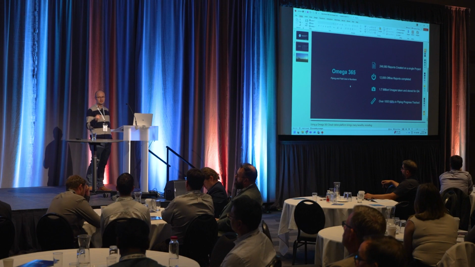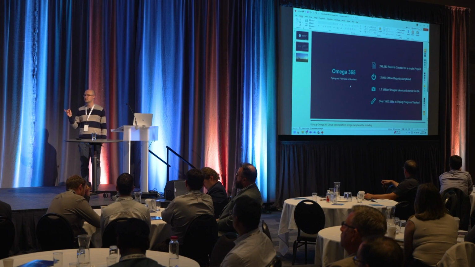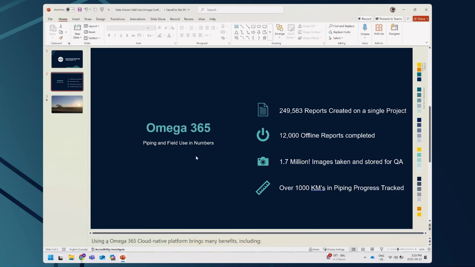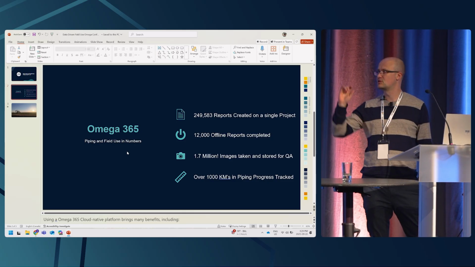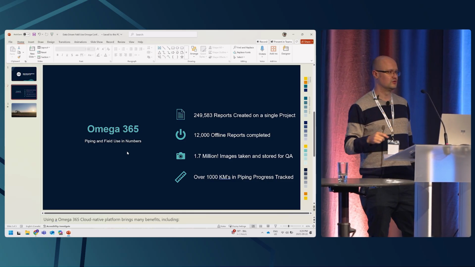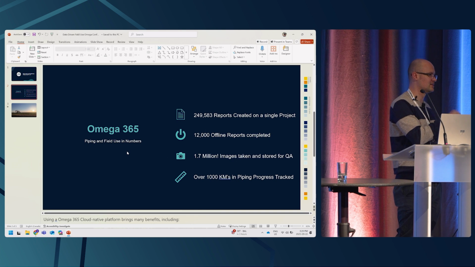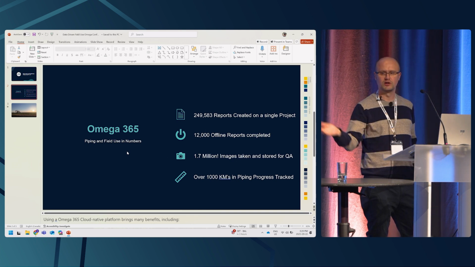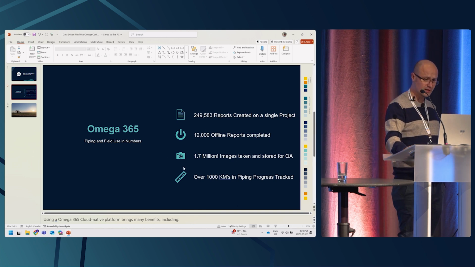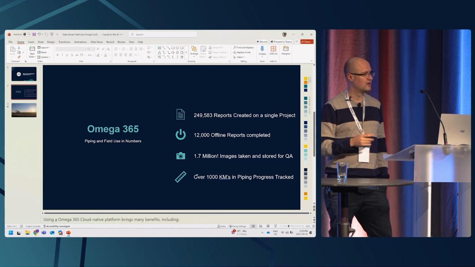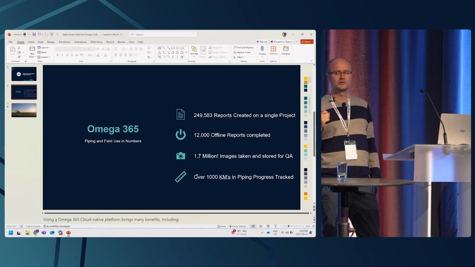For this one project, just one, we've had 1.7 million images taken and stored within the system, and we extract GPS out of every single one of them. So that way we can say where it was done, associate it to what reports, and you don't have someone going in after the fact and typing in where they actually did the work. We do it all automatically in the background. We also have, and I'll show you shortly, over 1,000 kilometers of piping progress tracked just for this one project. So I'll jump into that and show how that works.